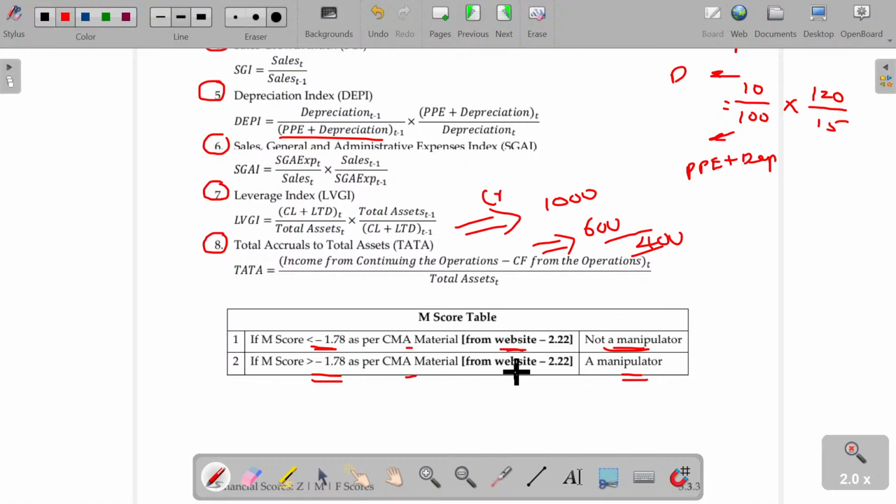When I refer the website, this number is totally different, it's minus 2.22. If the value of M is less than or equivalent to minus 2.22, then it's not a manipulator. If the value is more than minus 2.22, then it's a manipulator. They have manipulated. You have to be double cautious. Don't rely on the profitability shown by their company.